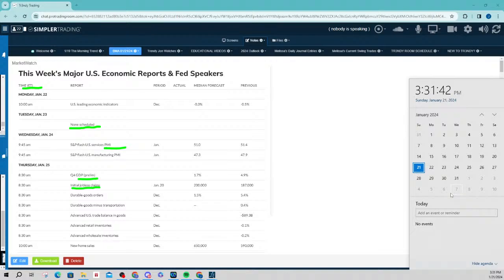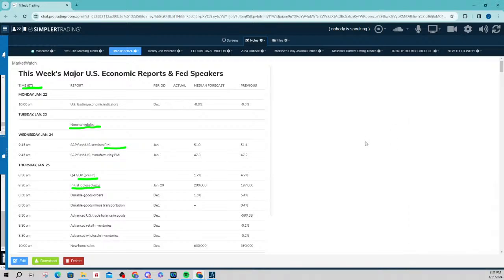Anyways, we are covering tonight when the futures open all the way until the 26th. We do not have any holidays this week. Let's go ahead and get started. Very happy to be back. So, getting started here, we'll go over this week's major U.S. economic reports and Fed speakers.